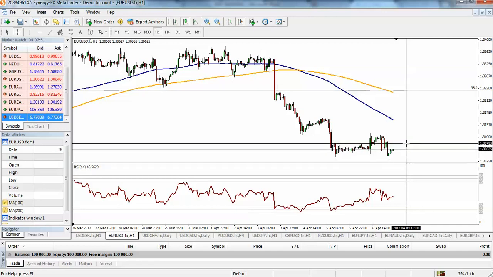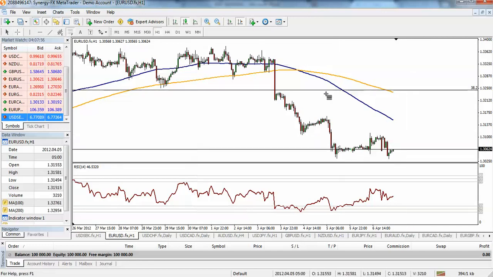So a couple levels I'll be looking at for the euro, to draw a quick Fibonacci.